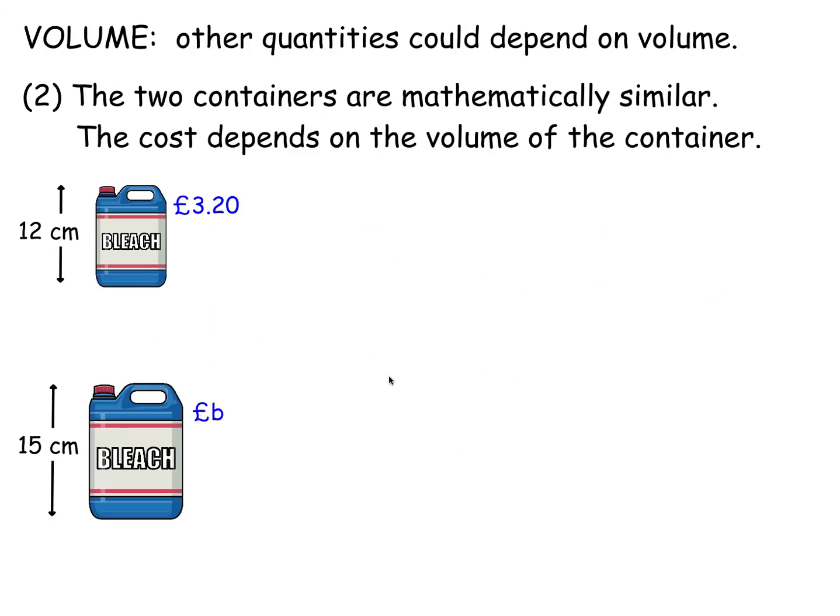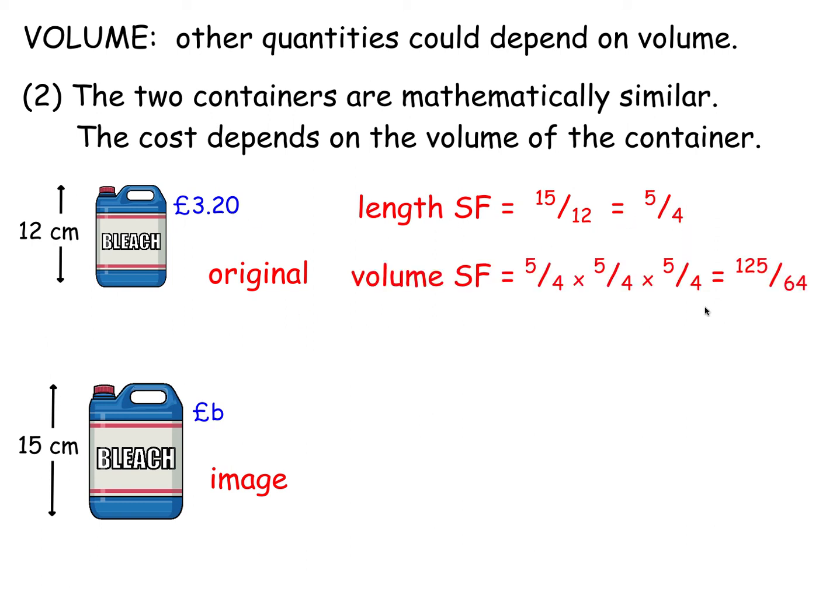Here's another example. You can assume the cost of the bleach depends on the volume of the bleach. So here we want to work out the cost of this bleach, B, so that's the image. For lengths, put the image over the original, so that's 15 over 12. That cancels down to 5 over 4. That is, it's an enlargement. It's a top heavier improper fraction, so the answer is going to be bigger. That's a length scale factor. Cube it, and you've got the volume scale factor.